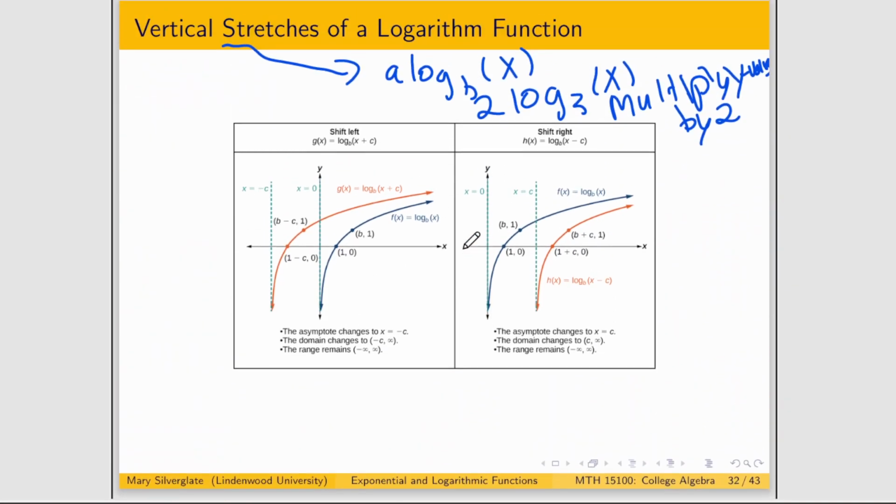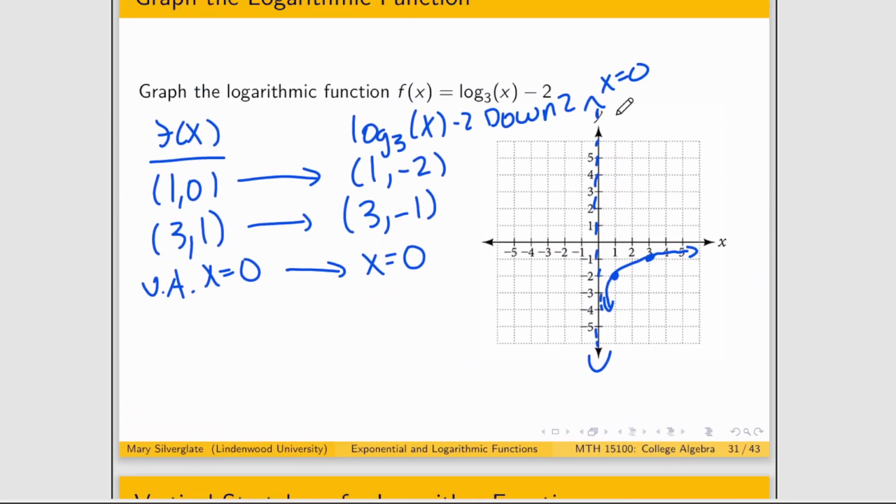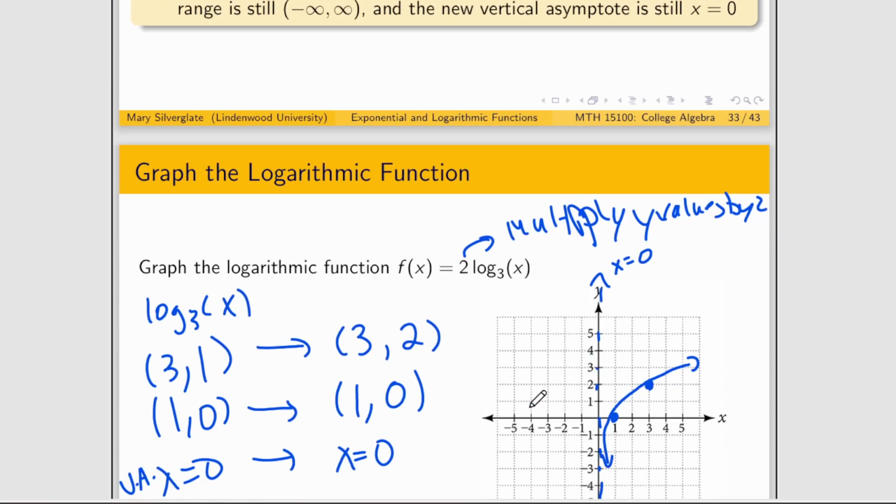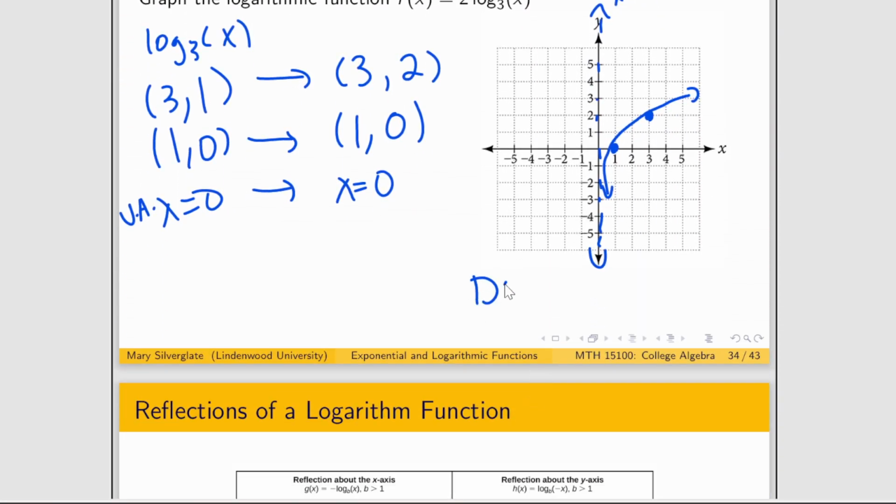For both this one and our previous one, since our vertical asymptote did not move, did our domain and range change at all? It did not. So for both of these, the domain is still 0 to infinity. The range is still negative infinity to infinity. You really only have to worry about the domain and range changing whenever you have any sort of left-right shift happening, or if you end up reflecting over the y-axis as well, that would also change your domain.